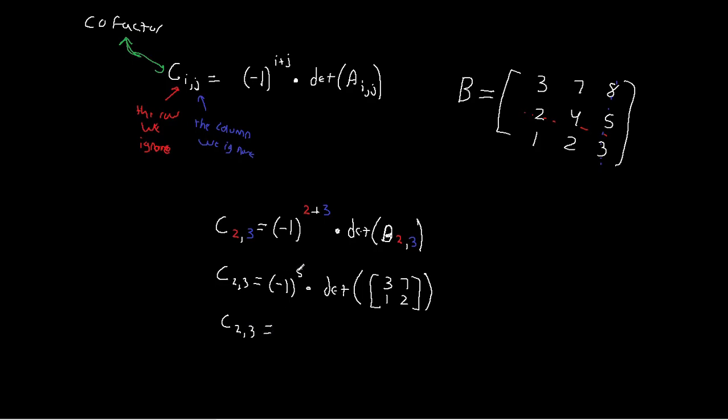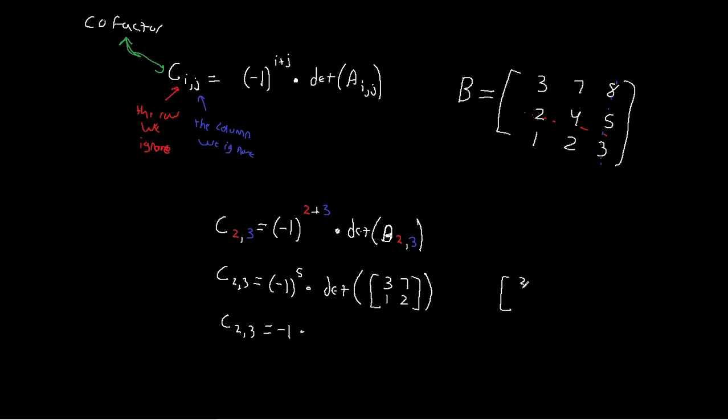the 5th. Because this power is odd, this negative is going to be retained, right? Because it's negative 1 times negative 1 times negative 1 times negative 1 times negative 1. Because we're multiplying that an odd number of times, the answer is going to be negative 1, times the determinant of [3, 7; 1, 2].